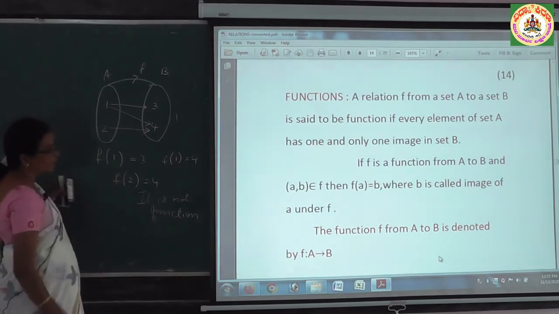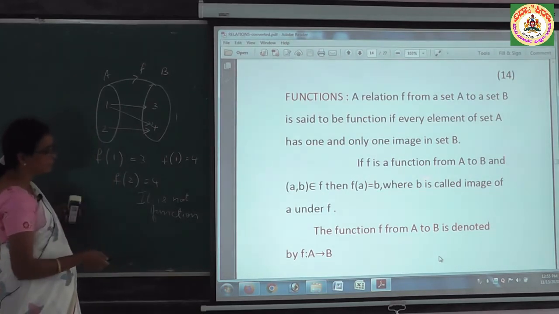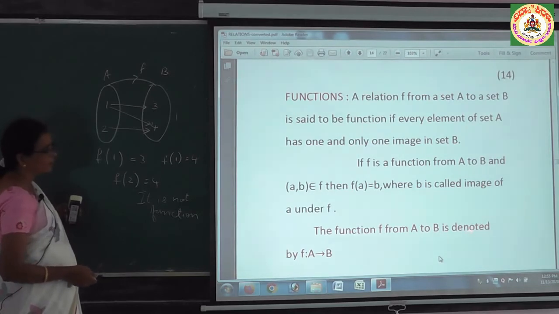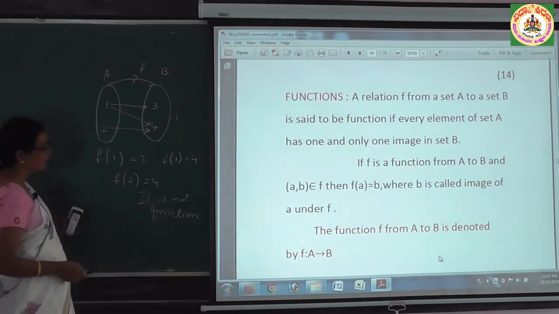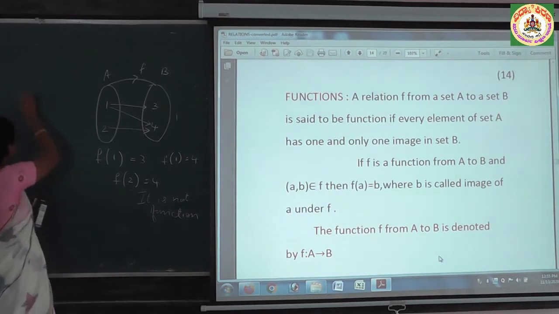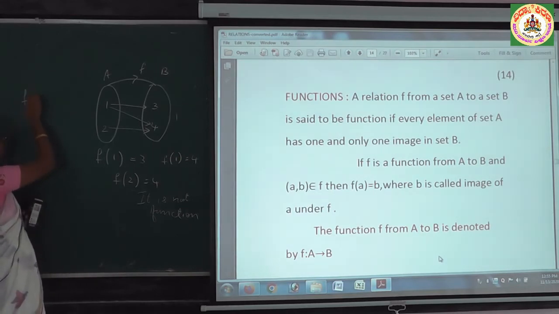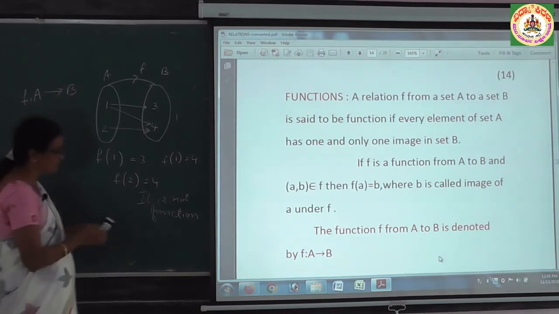The function f from A to B is denoted by f: A to B. A function is denoted f from set A to set B.